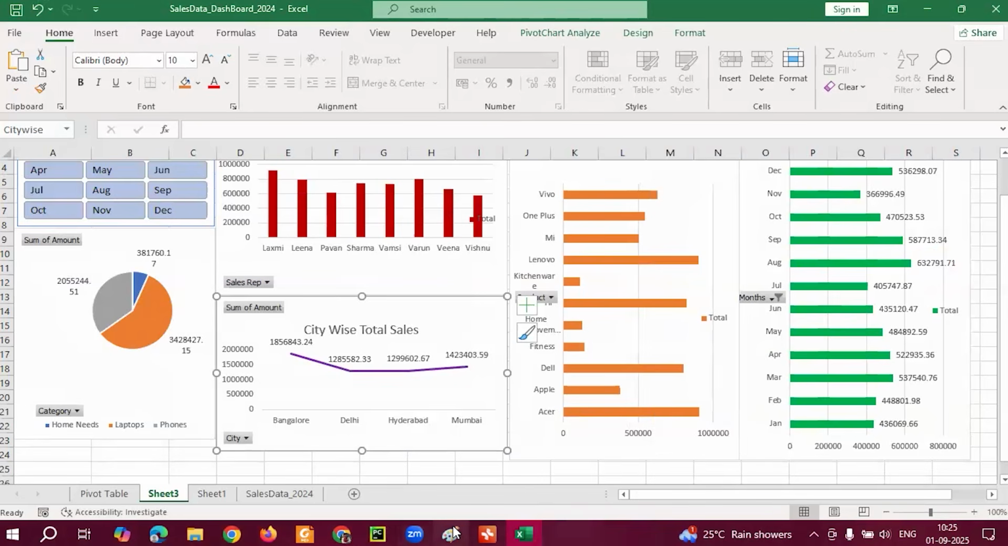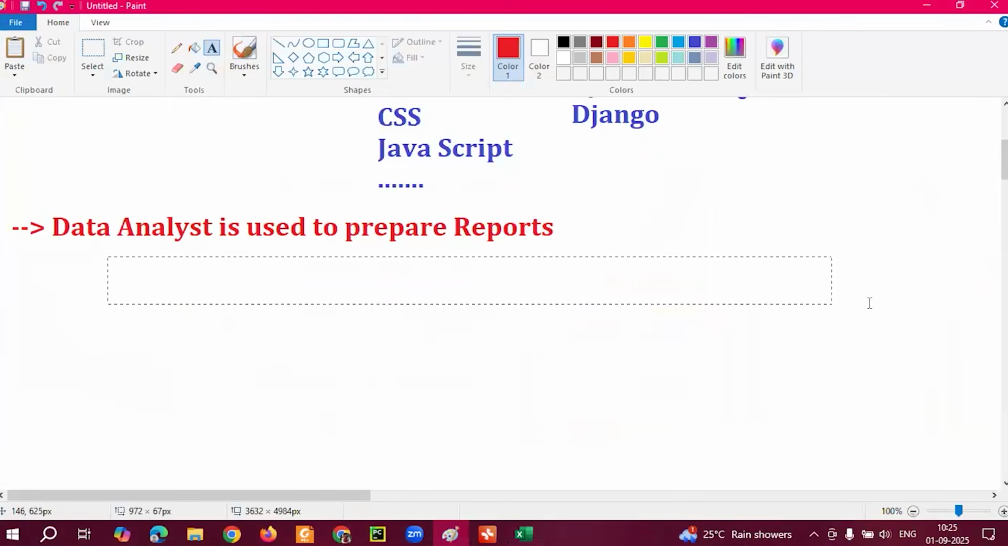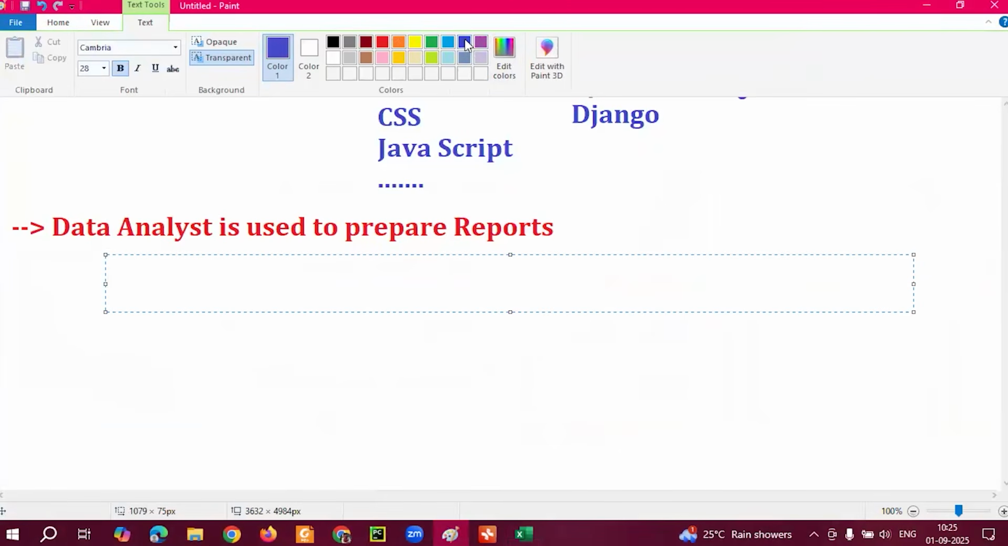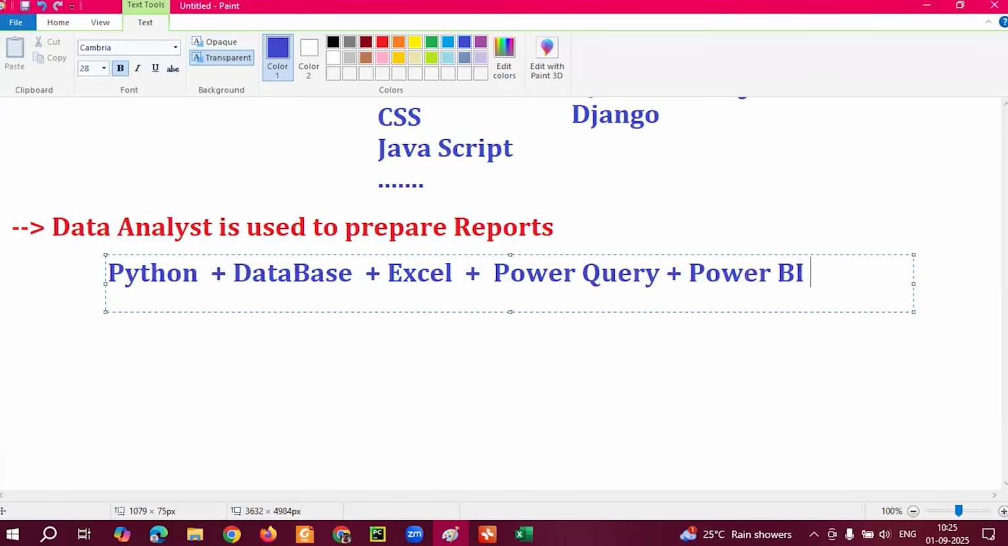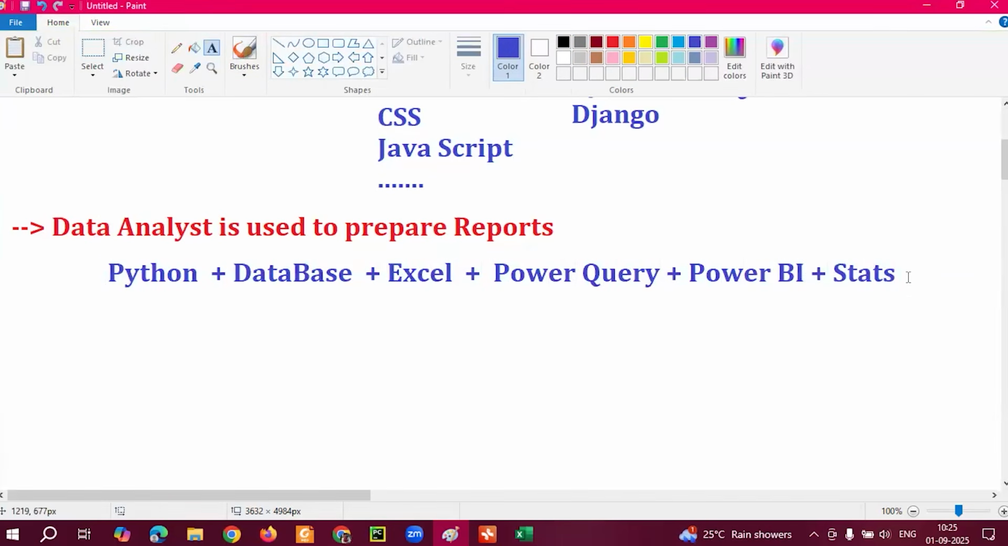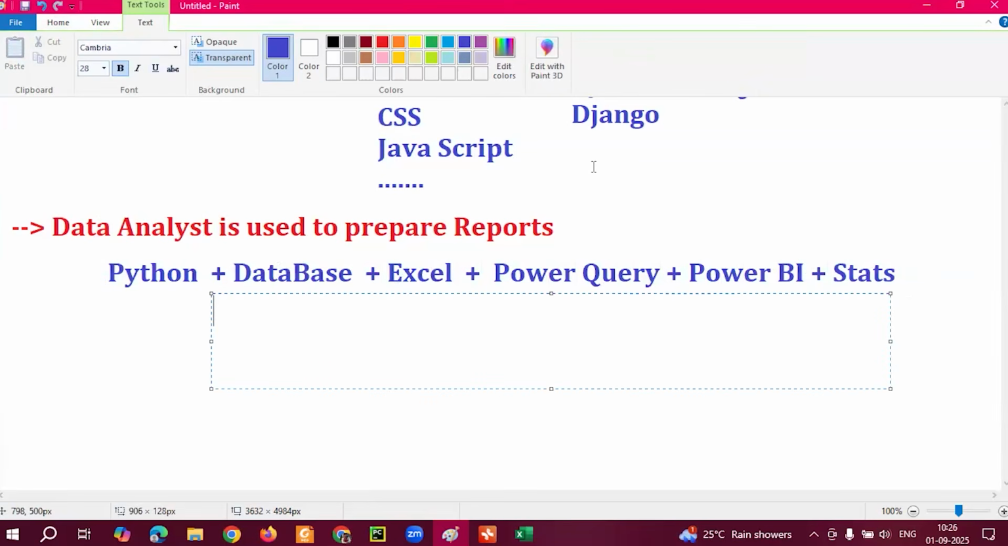To do this, you have to learn one programming language, which is mandatory. Database is also mandatory because data is available in databases only. So you have to learn database, as well as Excel. And then you need to learn Power Query, Power BI, and stats. You need some stats plus storytelling. Most important is storytelling.